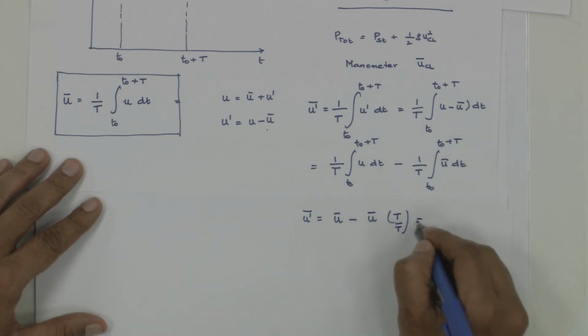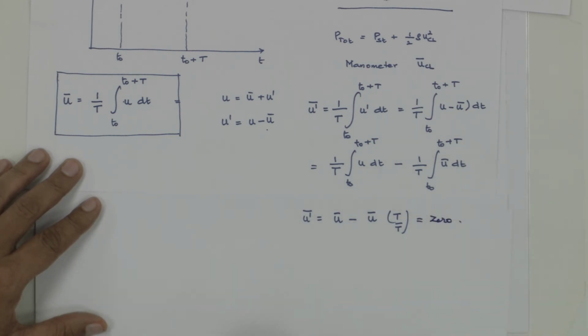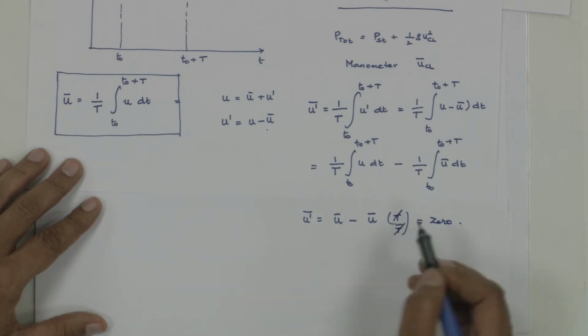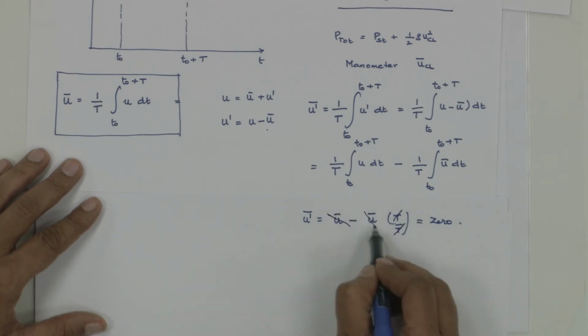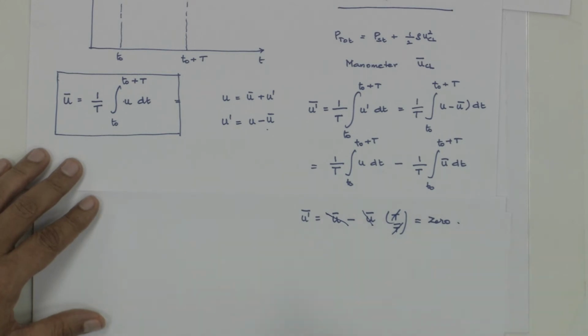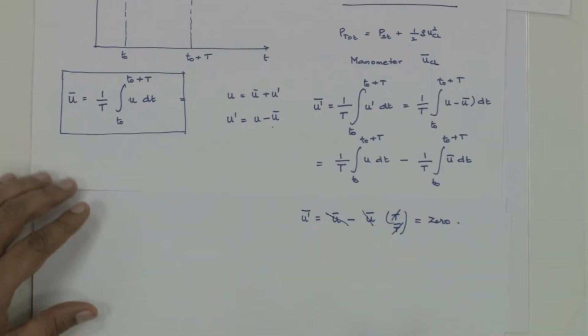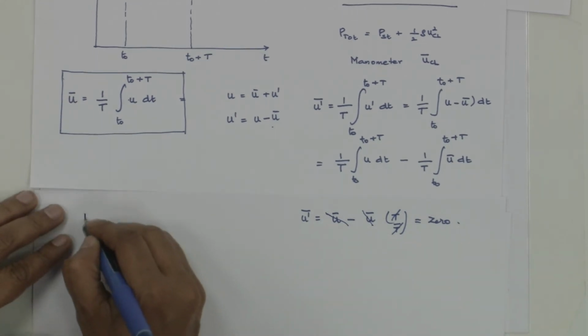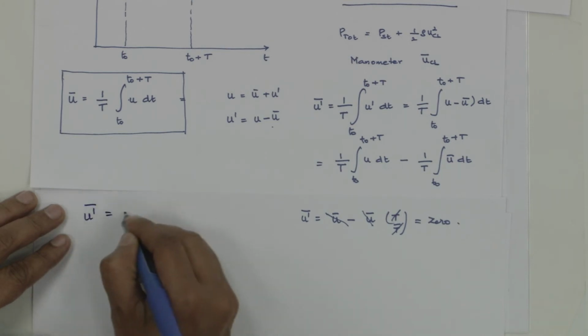So you get essentially 0, because T gets cancelled out. Then you have U bar getting cancelled out, so you end up getting 0. So U prime bar, what do you get? U prime bar is 0.